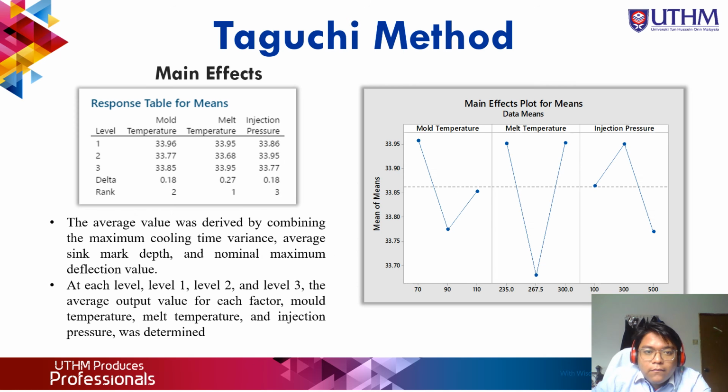Okay, the next one is the main effect. We have produced the response table for means. The average value was derived by combining the maximum cooling time variance, average sink mark depth, and nominal maximum deflection value at each level, level 1, 2, and 3. The average output value for each factor, melt temperature, injection pressure was determined. So this one is the example of melt temperature for means.